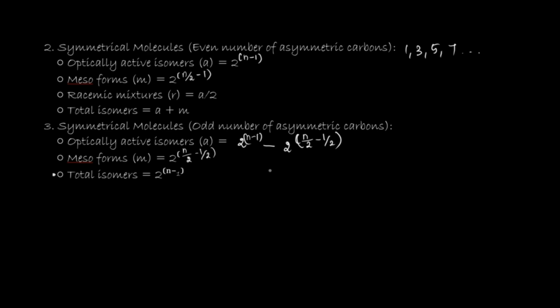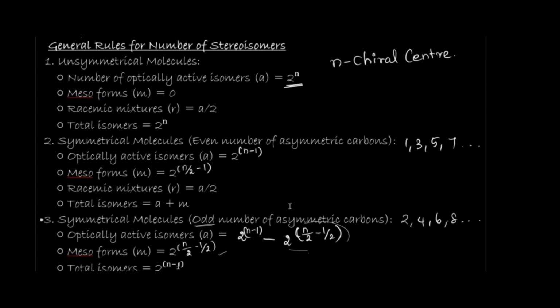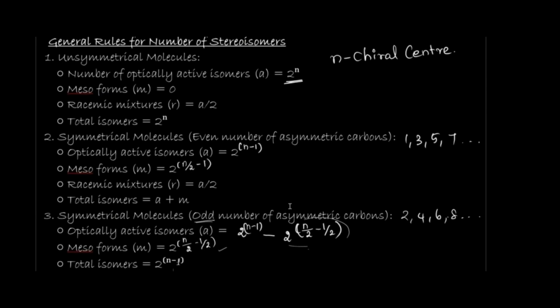And finally, the third category, a symmetric molecule with an odd number of asymmetric carbons, like 1, 3, 5, 7, etc. In that case, optically active isomers would be 2 to the power n minus 1 minus 2 to the power n minus 1 by 2. Here, the second part belongs to meso compounds, and total isomers become 2 to the power n minus 1. Okay, so kindly take a screenshot of these formulas. This will be very useful while you are solving this kind of problem.